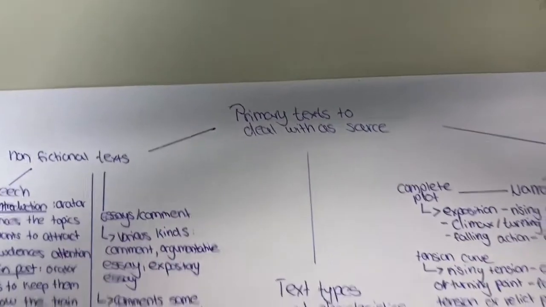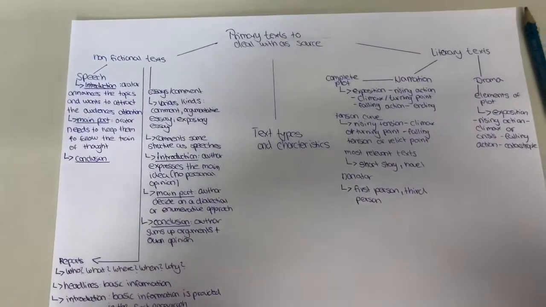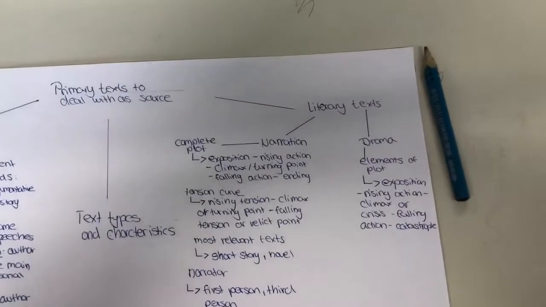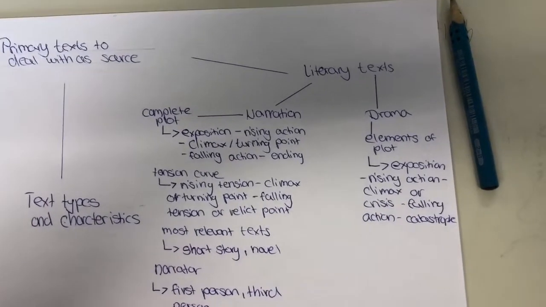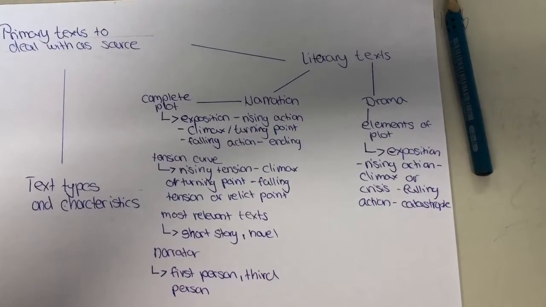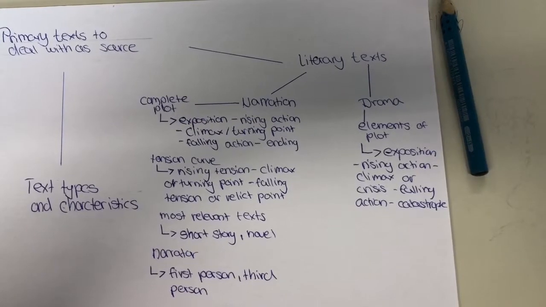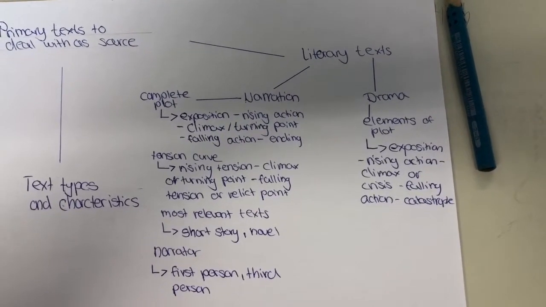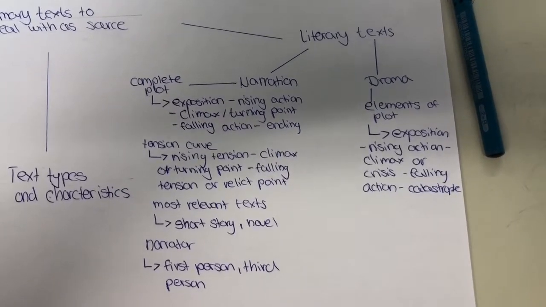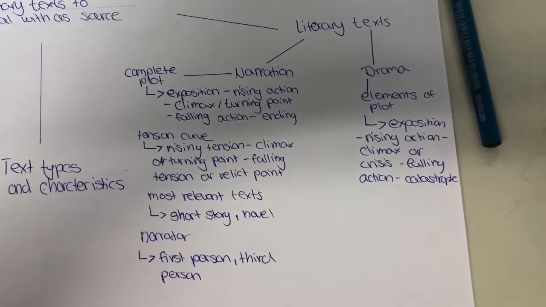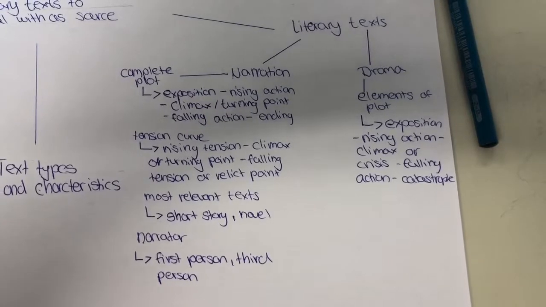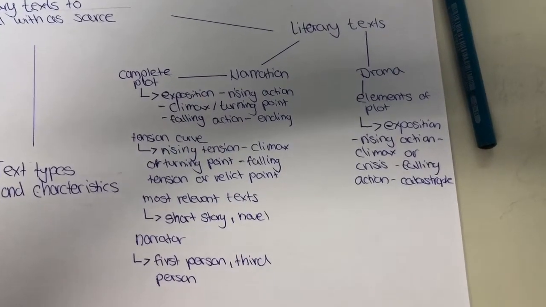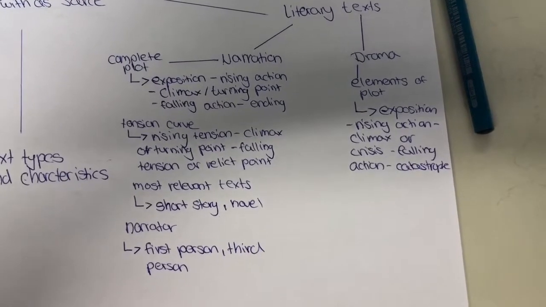The first mind map deals with different text types and characteristics, especially primary text to deal with as a source. The first sort of text are the literary text, where narrations and dramas fall into. The narration consists of the complete plot, which is divided into the exposition, rising action, the climax or turning point, falling action, and the ending. The tension curve matches the complete plot because when the action is rising, the tension normally would rise as well.